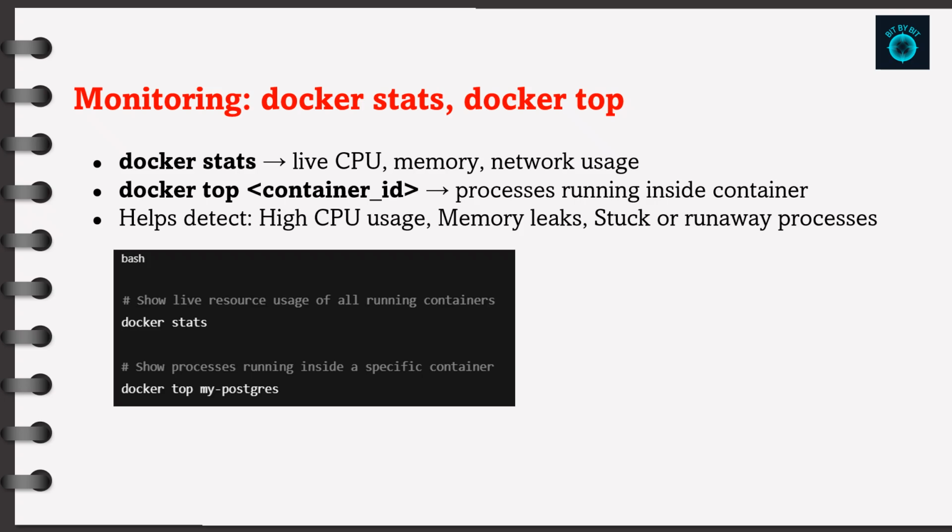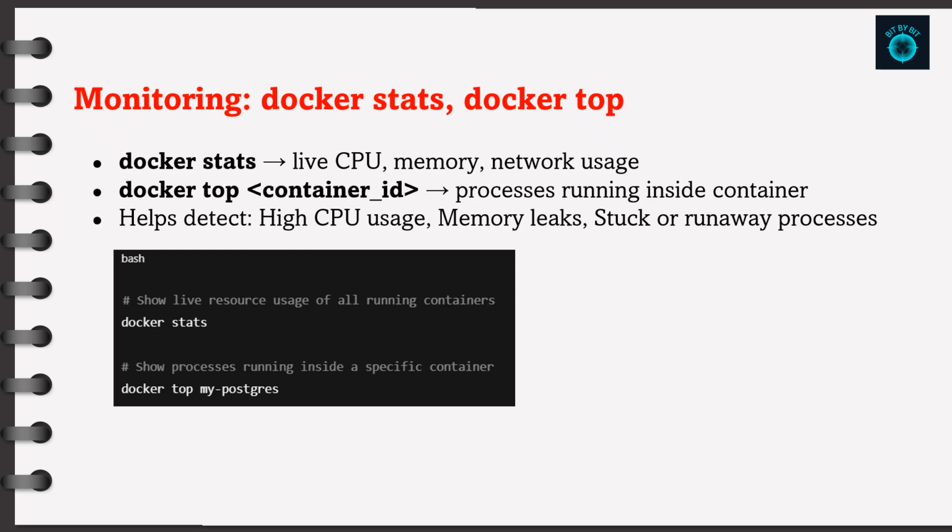Second, we use Docker top, followed by the container ID or name. This shows the processes running inside that container, just like the top command on a Linux system. It's especially useful when a container is stuck or not responding, because you can see exactly what it's doing. Together, Docker stats and Docker top give you a quick health check on your containers.